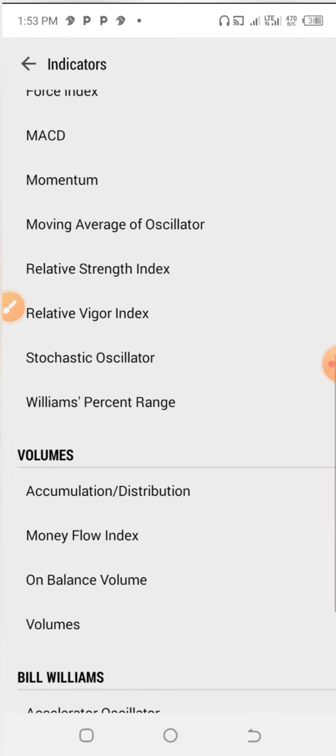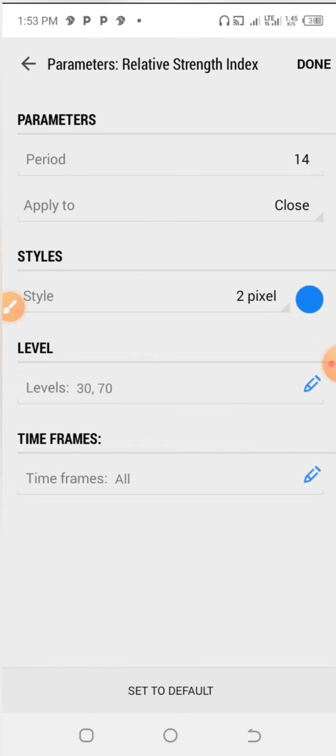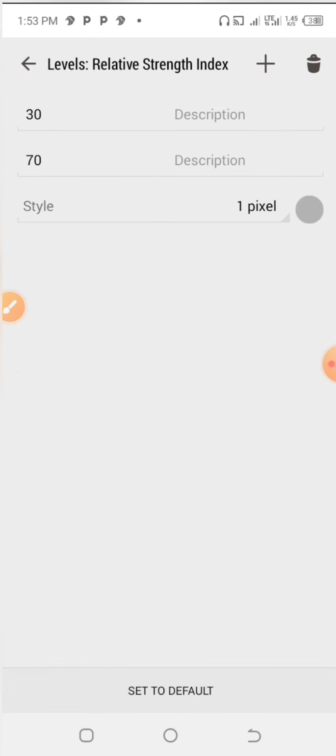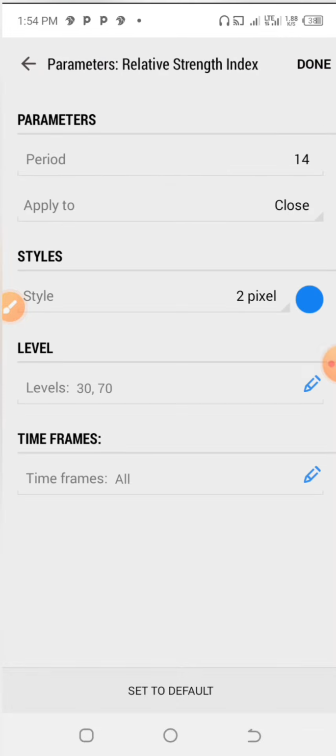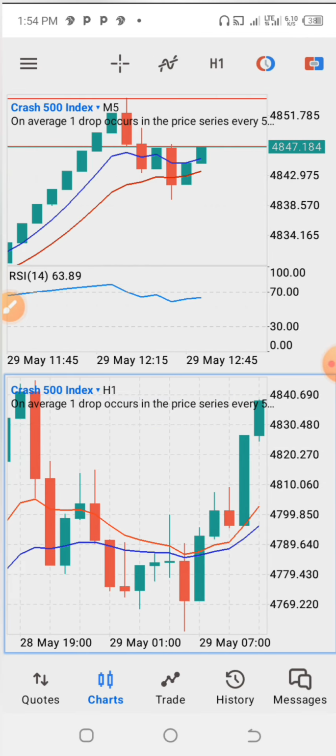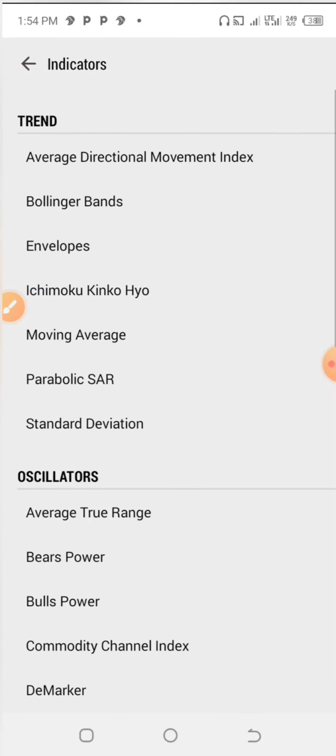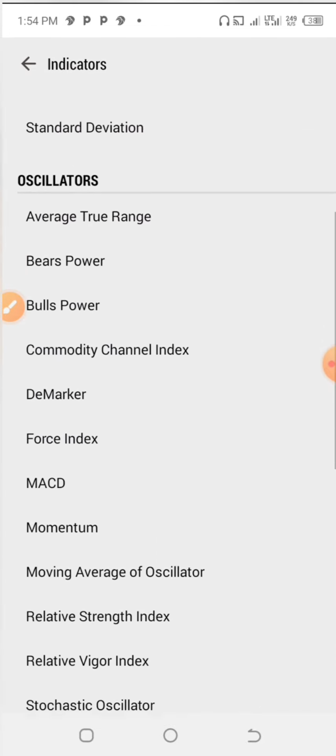Let's see what we have here. All right, let's see what we have. Good. Let's see what we have. Relative strength index.